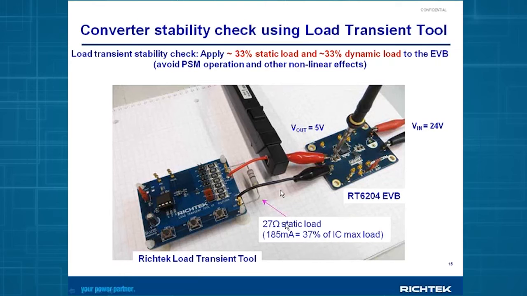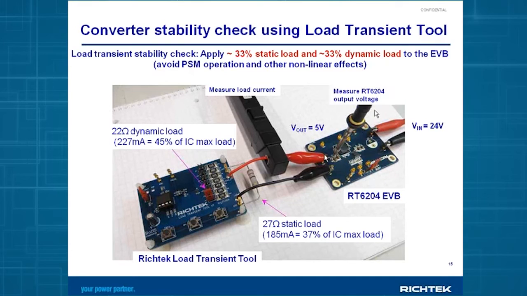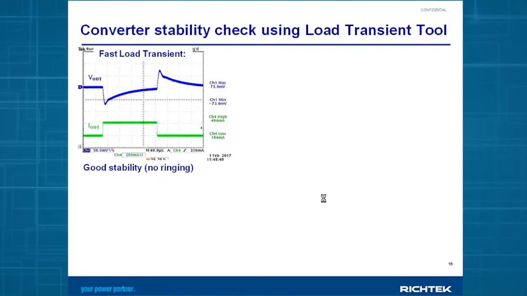So I apply a static load resistor. In this case, I didn't use the load resistor with the board because the resistance wasn't high enough. So in this case, I use an external 27 ohm static load resistor, which gives you around 37% load on the static side. And I use the jumper to select the 22 ohm dynamic load, which gives you around 45%, which is still okay. Then I measure the load current and I measure the output voltage directly on the output capacitors of the converter. Let's have a look at the results.